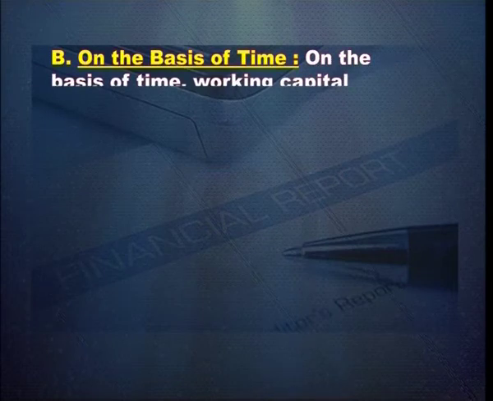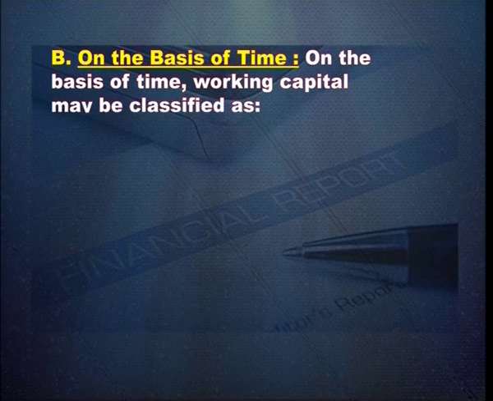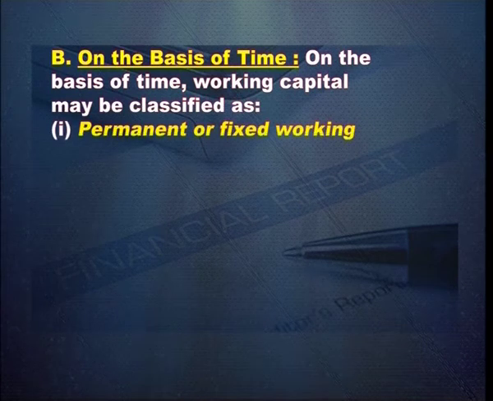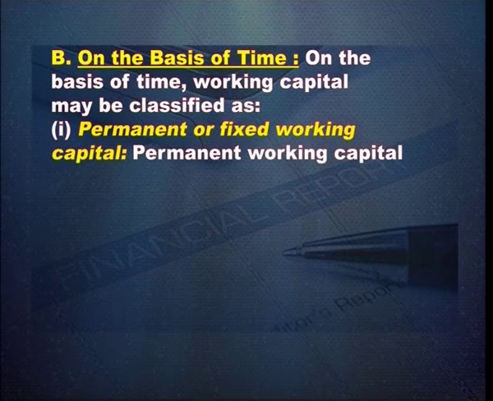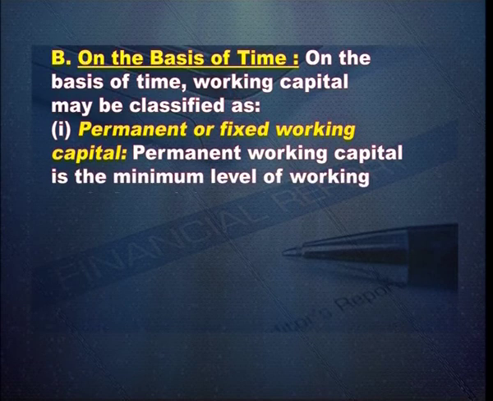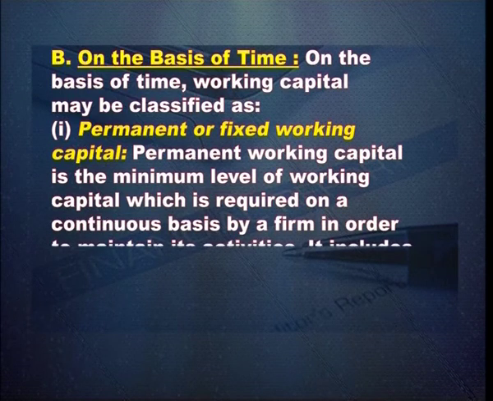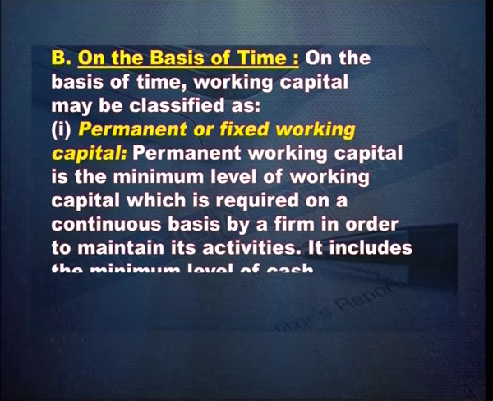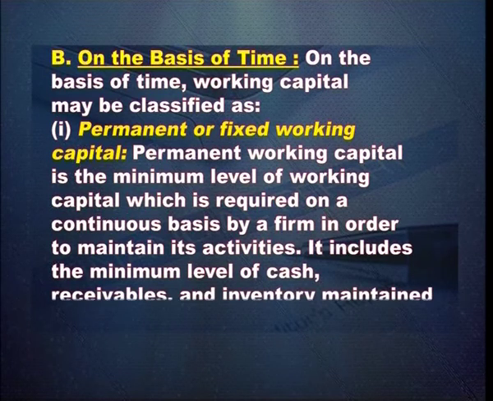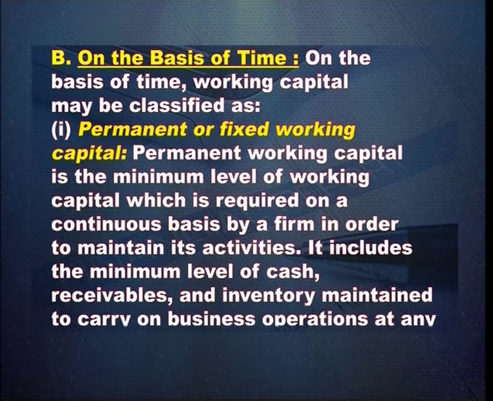B, on the basis of time. On the basis of time, working capital may be classified as number one, permanent or fixed working capital. Permanent working capital is the minimum level of working capital which is required on a continuous basis by a firm in order to maintain its activities. It includes the minimum level of cash, receivables and inventory maintained to carry on business operations at any time.